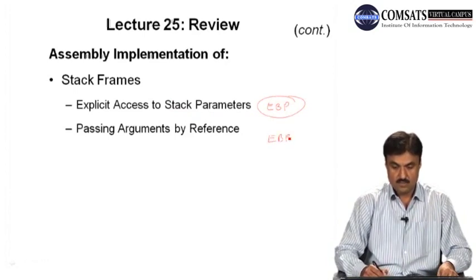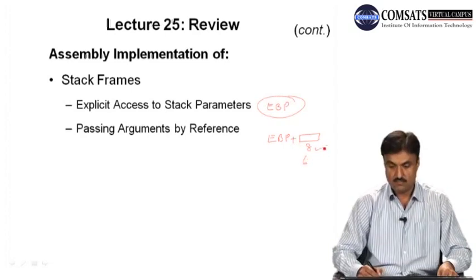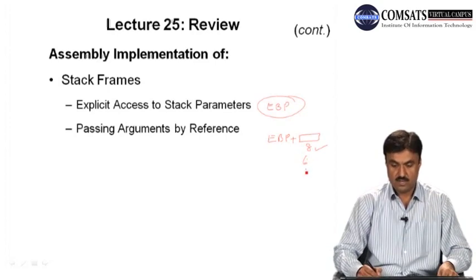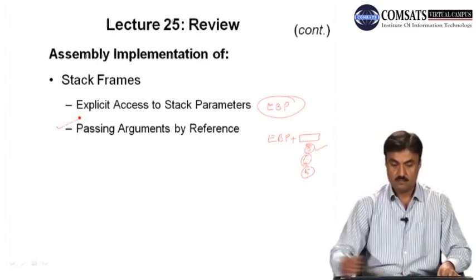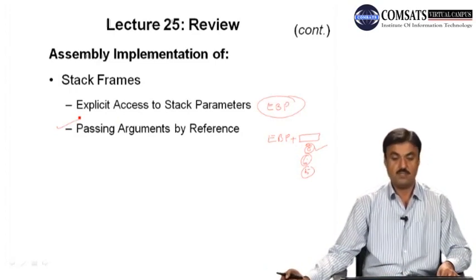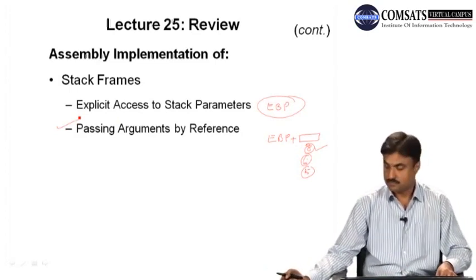So EBP plus 8 or plus 12, whatever it is, depends on the type. We use 8 for double word, for example. If we have the word type, then we use 6. If it is byte type, then we use 5, and so on. It depends on the type, and we can add to access these parameters. And we saw parameter passing by argument and references in lecture number 25.